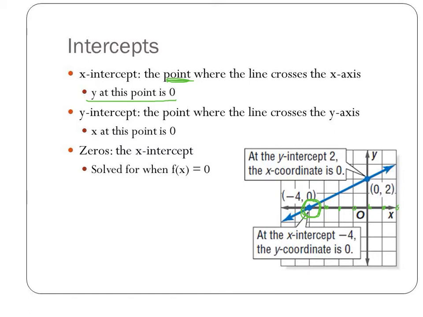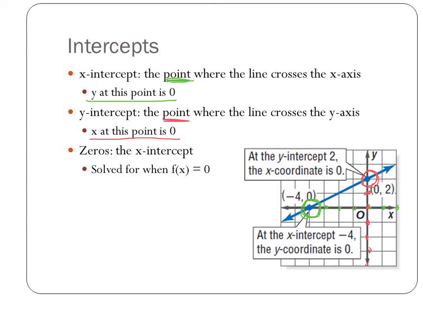Okay? Versus your y-intercept, it's also a point, so remember these are ordered pairs, okay? It's the point where the line crosses the y-axis, so here we go here. And at every single point on the y-axis, x is 0. Okay? So how do you find x and y-intercepts? You plug in a 0 for the other one. If you're finding the x-intercept, you make y be 0. If you're finding the y-intercept, you make x be 0.